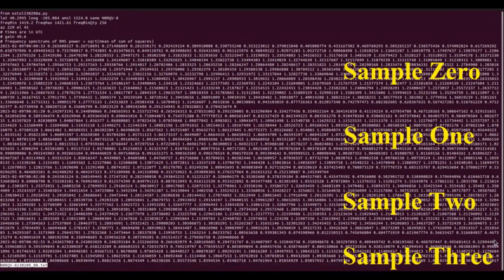I defined the very first sample as sample 0. The next one long line is sample 1. The next line after that is sample 2.